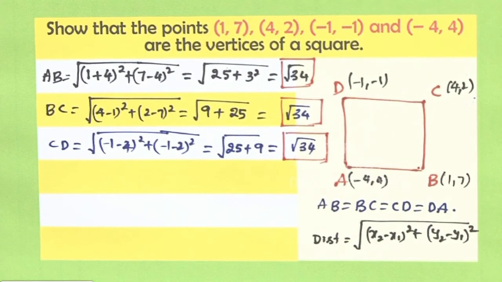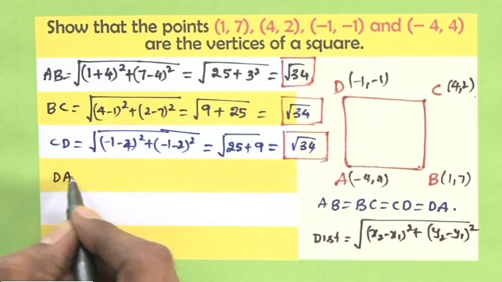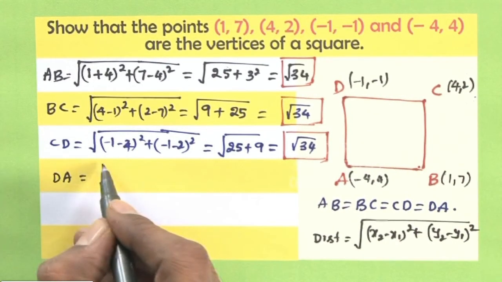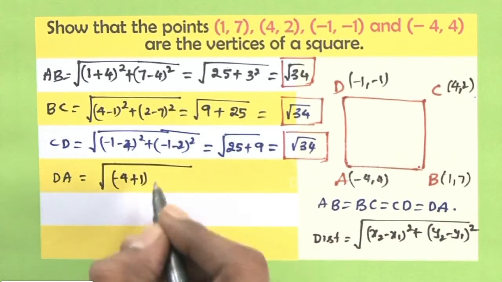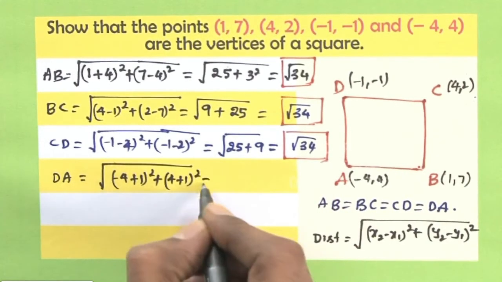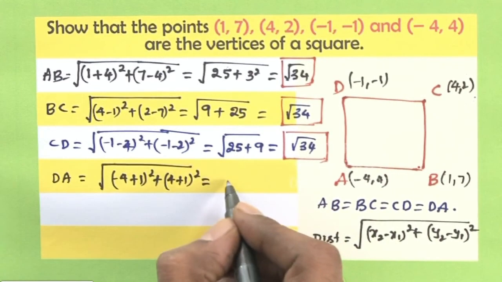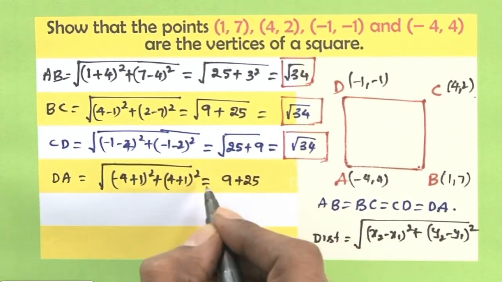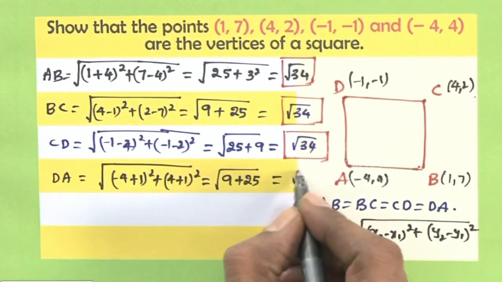Now we have to find out what is DA. What is DA? Once again, that is equal to square root of minus 4 plus 1 whole square plus 4 plus 1 whole square. So what is minus 4 plus 1? Minus 3. What is minus 3 whole square? That is plus 9. What is 4 plus 1? 5. What is 5 square? 25. So what is that equal to? That is equal to root of 34.